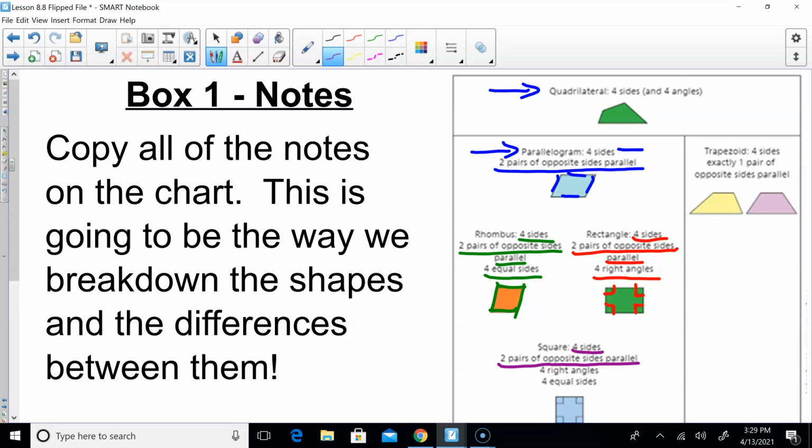A square can also be a rectangle because it has four right angles. And a square can also be a rhombus because it has four equal sides. Maybe it can't be a rhombus because it doesn't have those parallel things.